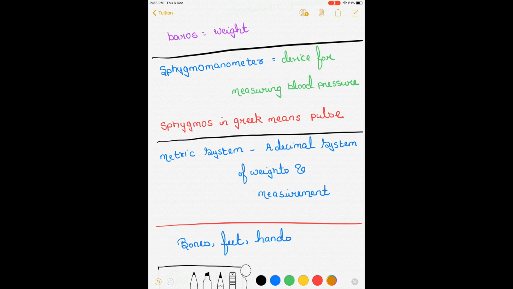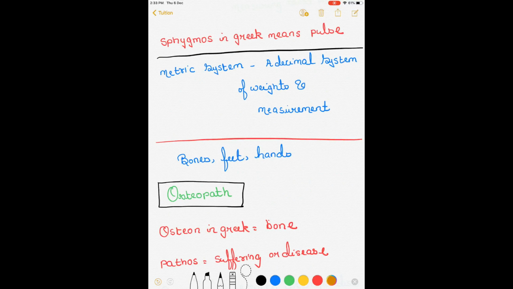Now sphygmomanometer. Sphygmomanometer. It is a device for measuring blood pressure. Sphygmos in Greek means pulse. So you are metron, measuring. So you are measuring sphygmos, which is the pulse. So for measuring blood pressure, the equipment that you use is sphygmomanometer. Metric system is a decimal system of weights and measurements.